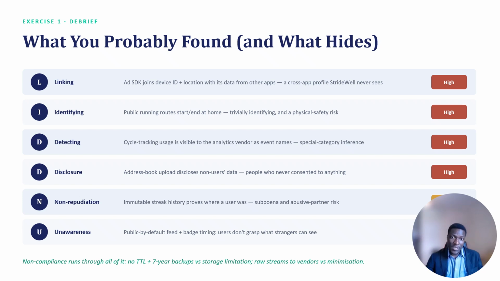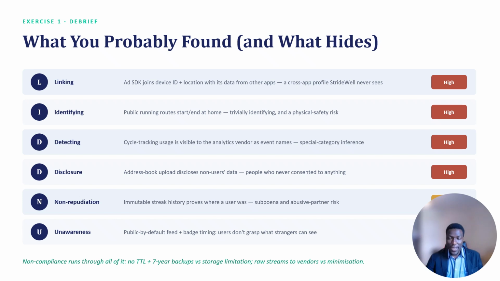The next, you have non-repudiation. Immutable streak history proves location. So think of things like abusive partners, for example. Unawareness. The public by default and the batch timing, because profiles are being set to public by default even when users are not aware of this.